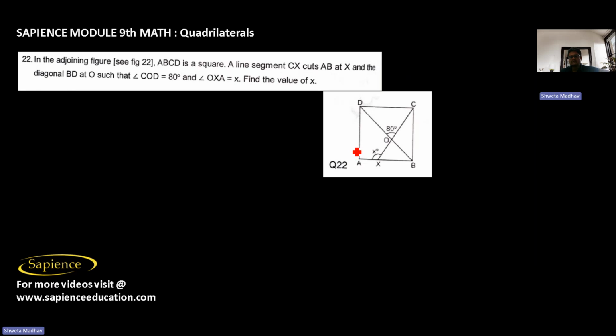So this is a square. It means each of these angles is 45 degrees. This is 45, and this will be 80 since vertically opposite angles are equal. We know that the exterior angle of a triangle is equal to the sum of the two opposite interior angles. So x will be equal to 80 plus 45, which is 125 degrees. So x equals 125 degrees.